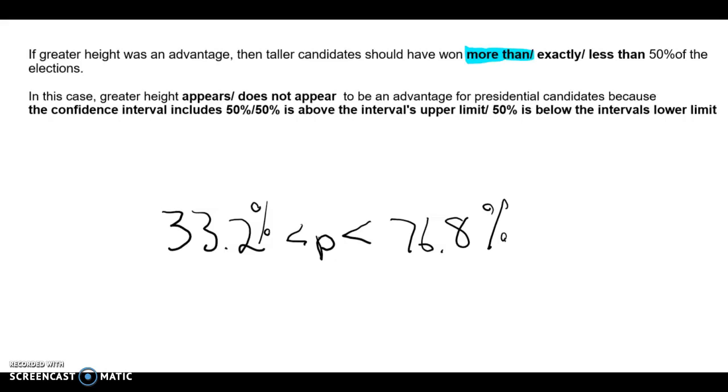Let's see. Greater height would represent 50%, right? Our confidence interval runs from 33.2% to 76.8%. 50% is within those bounds. So because the confidence interval includes 50%, we can say, in this case, greater height does not appear to be an advantage for presidential heights because the confidence interval includes 50%.